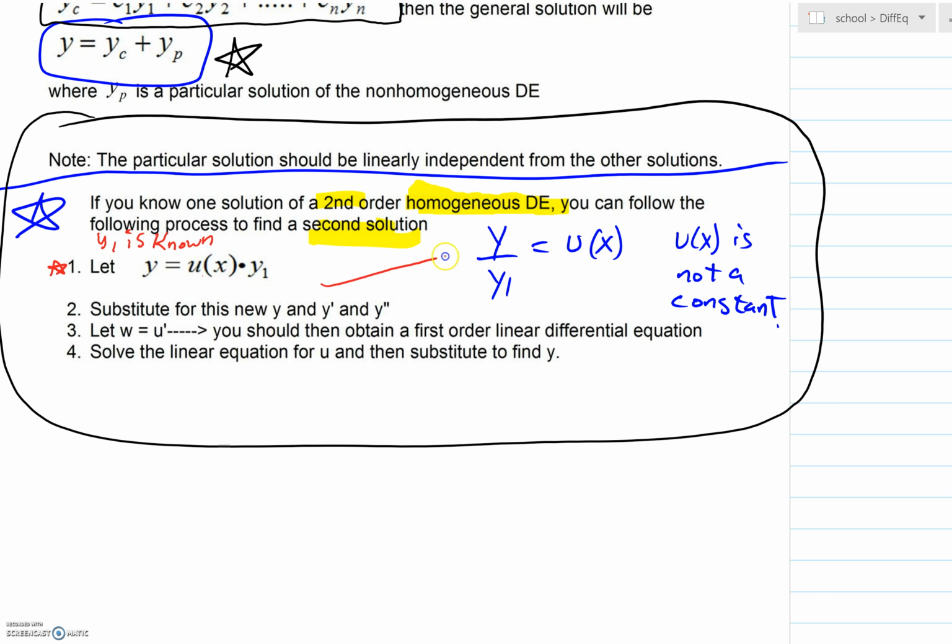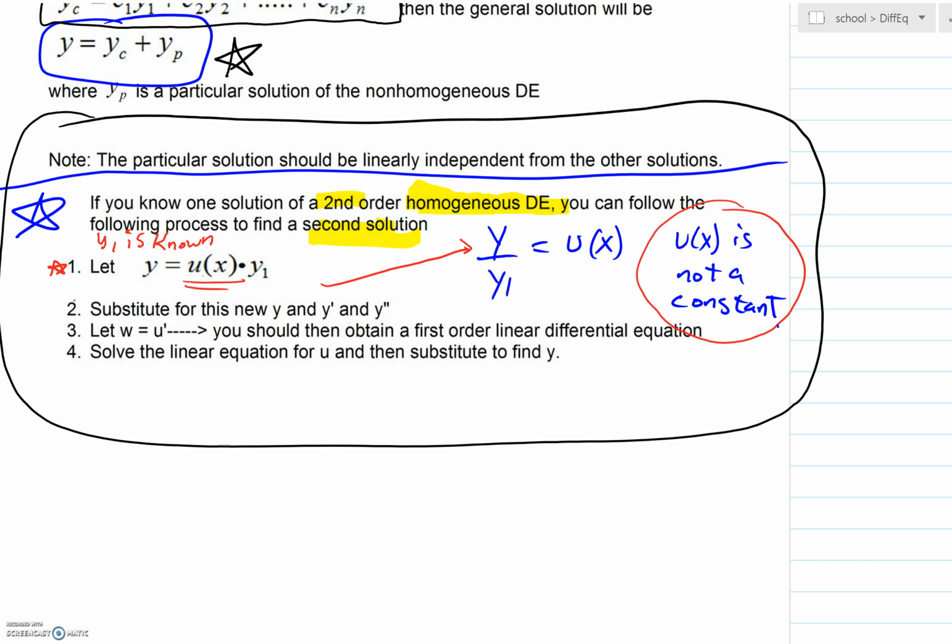Very importantly, we're going to assume that u of x is not a constant. That's what we're seeing right here. That would mean that y divided by y sub 1, which is u, is not just going to be a constant. If it was, then really we wouldn't be linearly independent. But once we work with this general unknown u of x, we're going to do the following next 3 steps. We're going to substitute that expression in for y, y prime, and y double prime. We'll have to take a first and a second derivative.